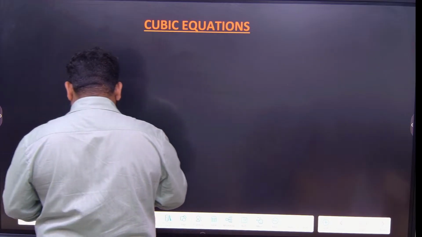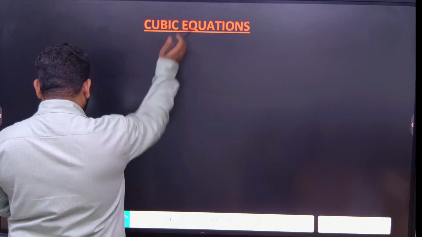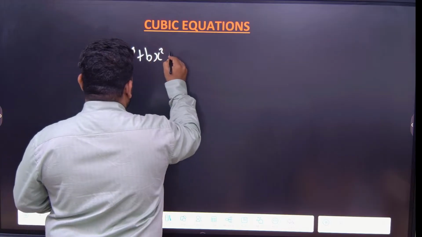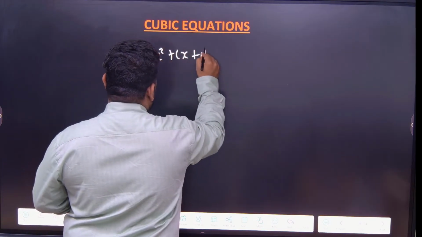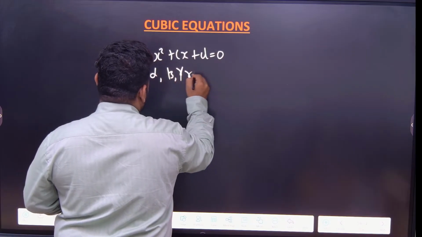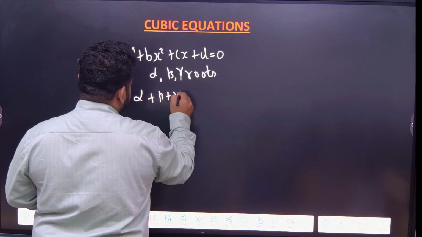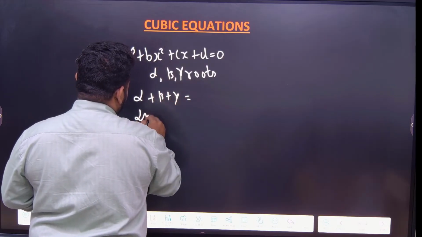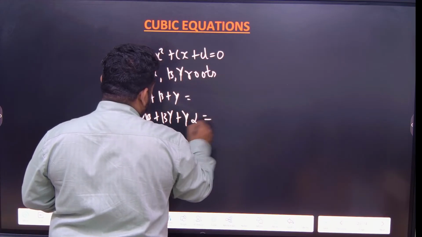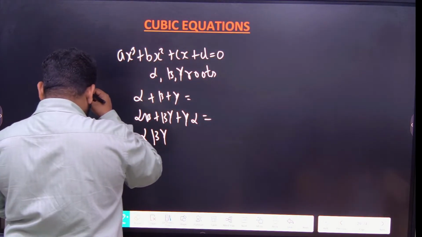Cubic equations, let us do this topic, cubic equations. Suppose a cubic equation is given like this: ax cube plus bx square plus cx plus d is equal to 0. Then alpha, beta, gamma will be the roots, correct? Alpha plus beta plus gamma, alpha beta, beta gamma, gamma alpha, alpha beta gamma.